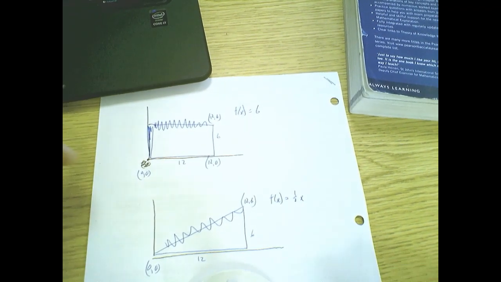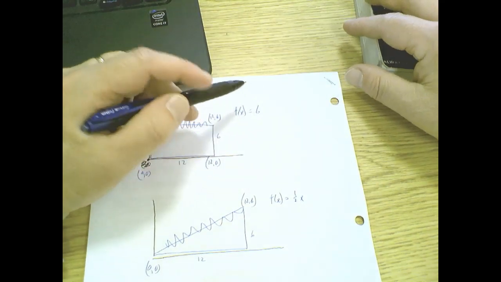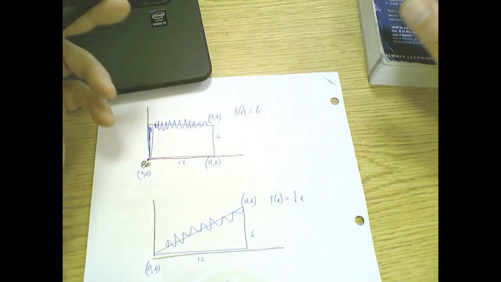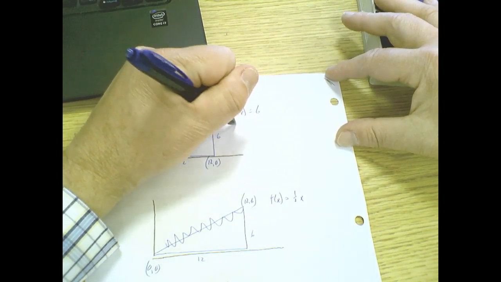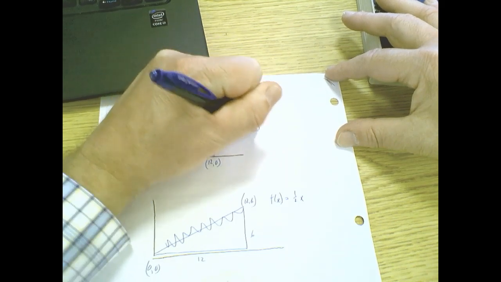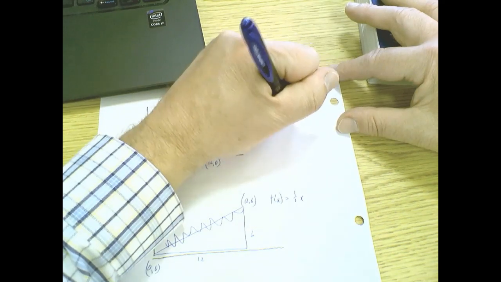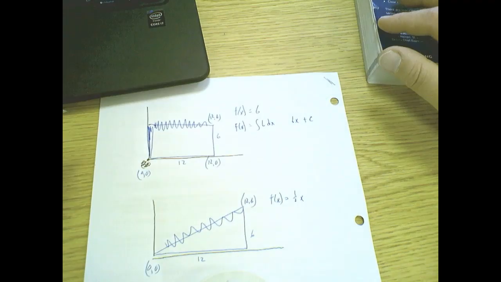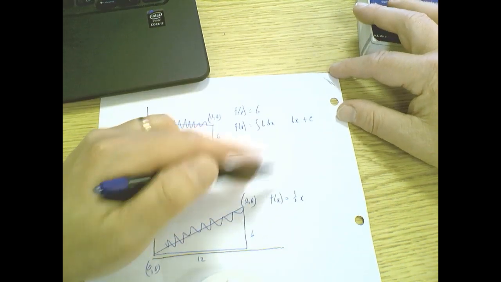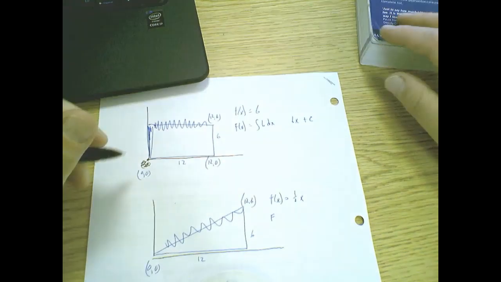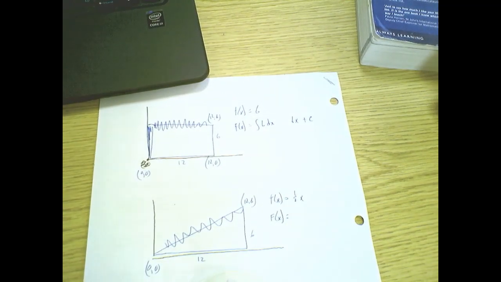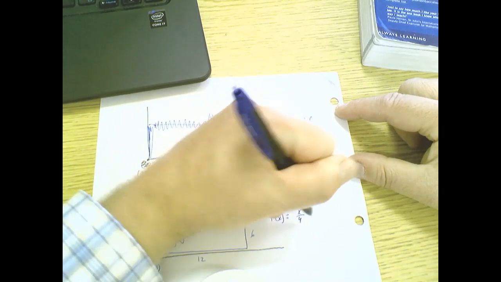Okay, great. Now, here's what I'd like you to look at. Let's compute the antiderivative of each of these, which would be capital F of x. So I'm going to say F of x equals the integral of little f of x, 6 dx. And if we integrate that, what do we get? 6x plus c. If I do the same type of concept down here, my capital F of x, well, the integral of 1/2 x is x squared over 4 plus c.